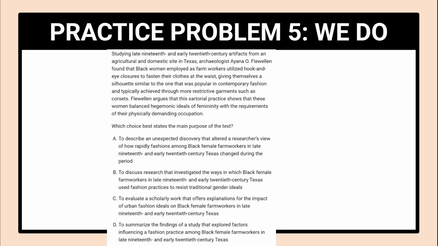The correct answer to this one is D. Now, this is because the text is providing an overview of scholarly work here. It's describing the fashion practices of Black female farm workers in late 19th and early 20th century Texas. And these practices were influenced by both the fashion ideals at the time and the demands of farm work. So based on that, it's describing the findings of the study that explored the factors influencing the fashion practices in both 19th century and 20th century Texas.